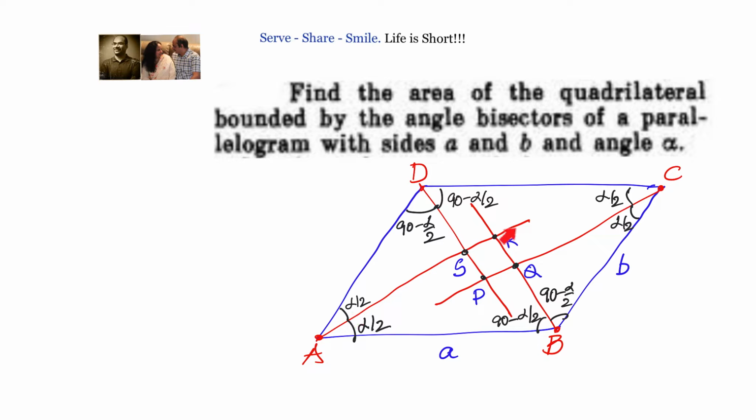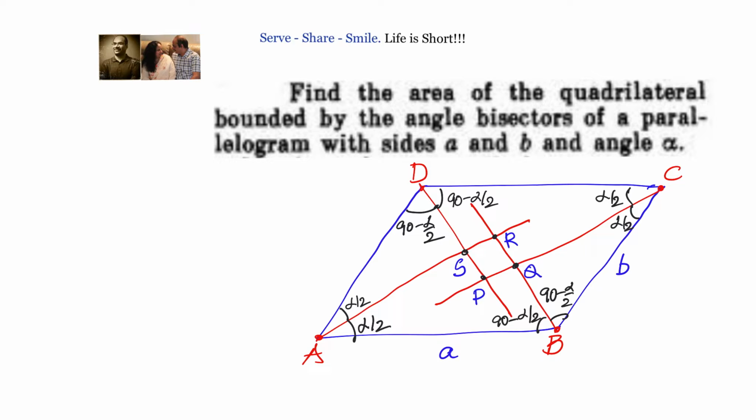So we have AR, then BR, CP, DP. These are all angle bisectors. When they meet with each other, the area bounded is PQRS area. Now we have to find out the area of that particular quadrilateral. So to proceed with the problem, let's understand what type of quadrilateral PQRS will be.